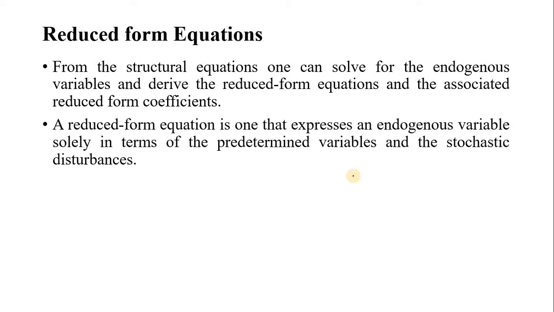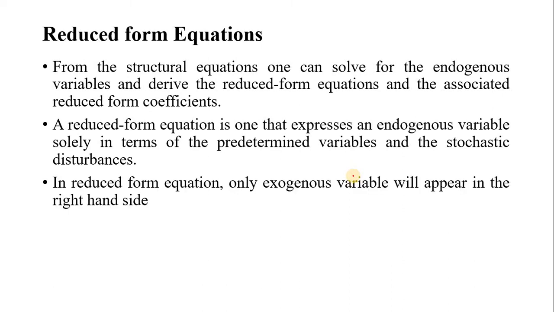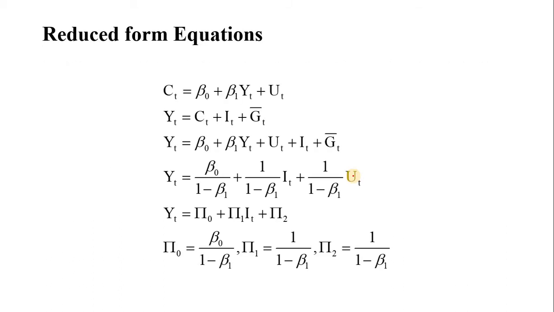Okay, now when we derive such a reduced form equation, what will happen is that all the predetermined variables will come to the right hand side and the endogenous variable will come to the left hand side. Okay, I'll show you how we can do that. After that we can discuss all these points. Okay, yes, now you look at these equations.